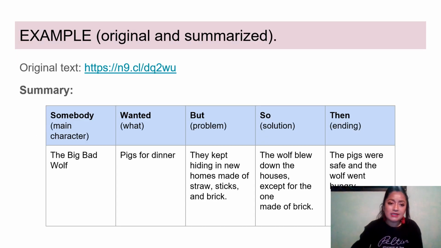The example: the same way, in the source we have the original text, in the chart we have the summary. You can see the first word, Somebody, it contains the main character. This is the big bad wolf. And the second keyword, Wanted, is what: pigs for dinner. Next, But, this is the problem. They kept hiding in new homes made of straw, sticks, and brick.